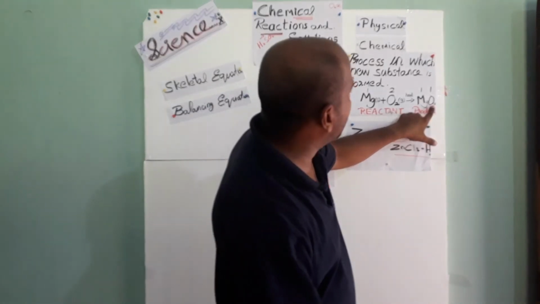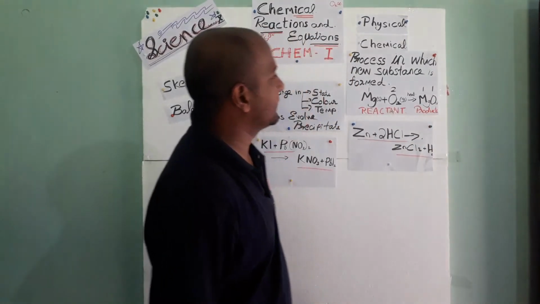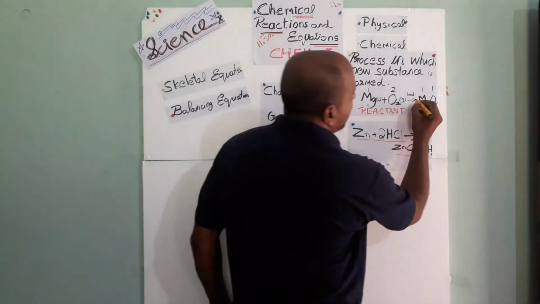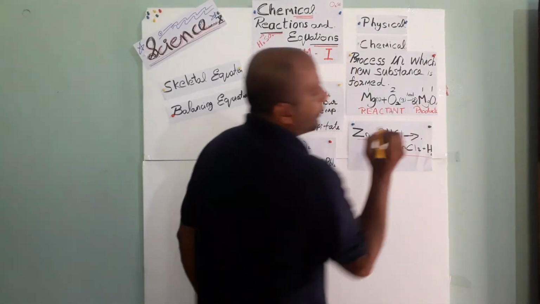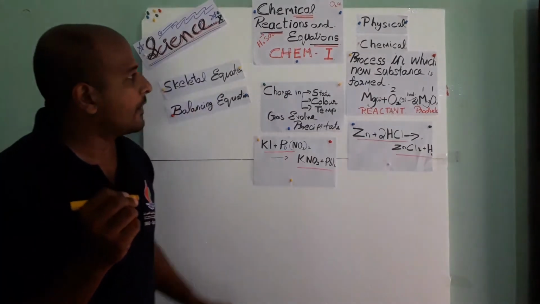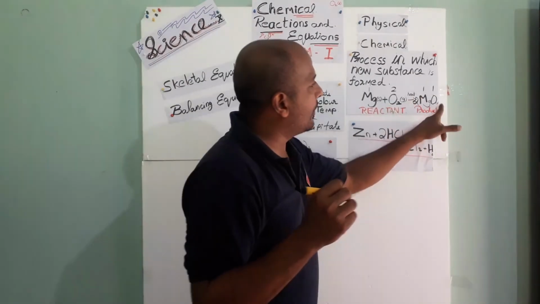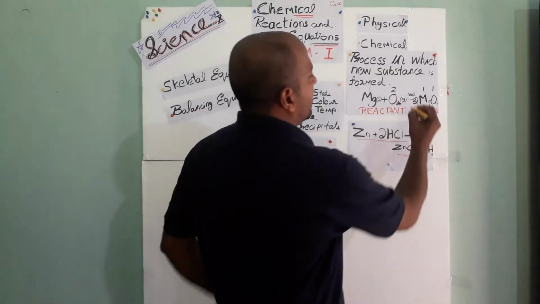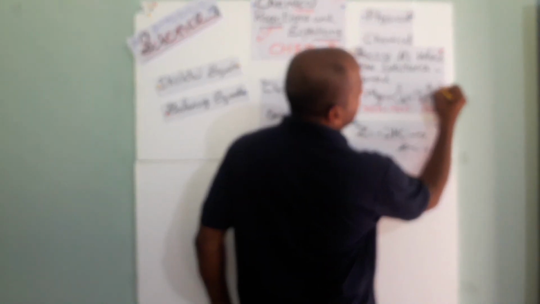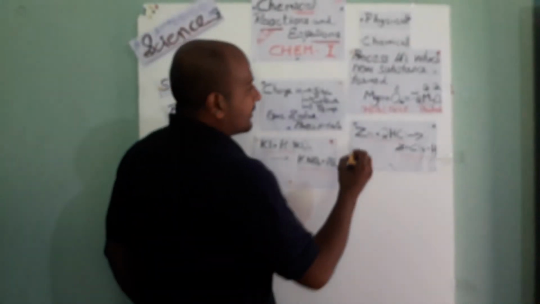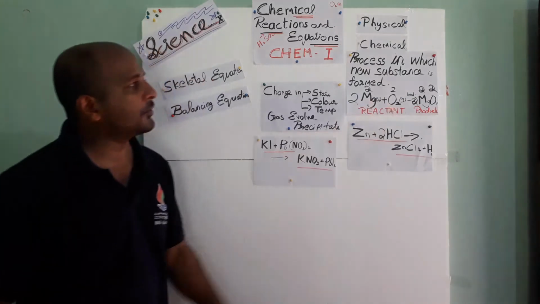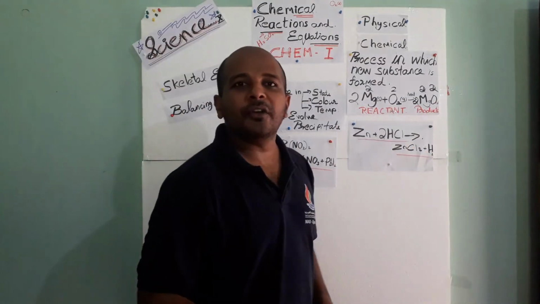How can we make it balanced? Okay, rules and regulations I will tell. I will put a 2 here: 2 MgO. Now O2 is 2. But also Mg here becomes 2 and oxygen becomes 2. But here only Mg is 1. I will add one more 2 here. Then it becomes 2 Mg plus O2 gives 2 MgO.